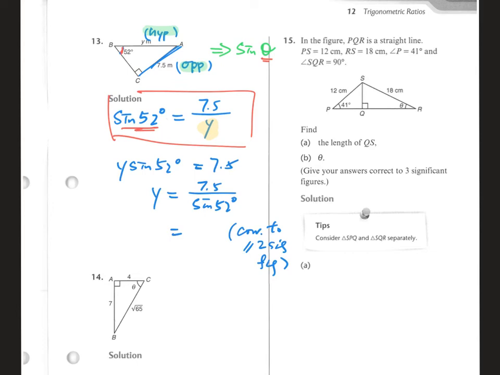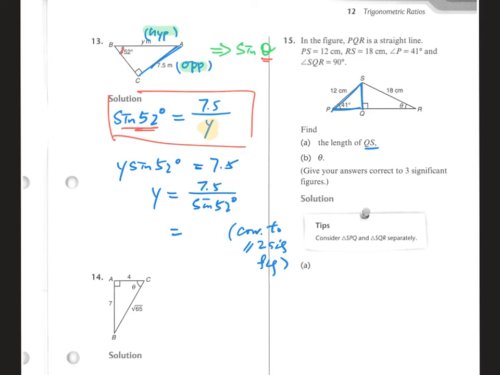Finally, maybe I read number 15 to you. As you see, there are two right angle triangles standing together side by side next to each other. First of all, you want to find QS. QS, you can look at the one on the left hand side or the one on the right hand side. So now you have to judge which triangle shall we consider first. Personally, I will choose the one on the left because it's more informative. I have angle and 12 as well.